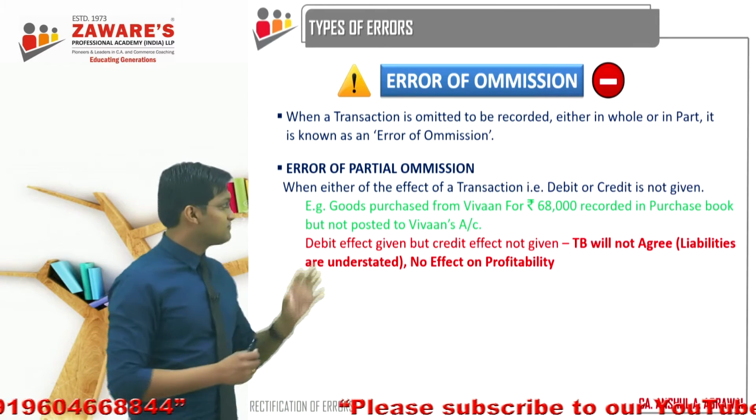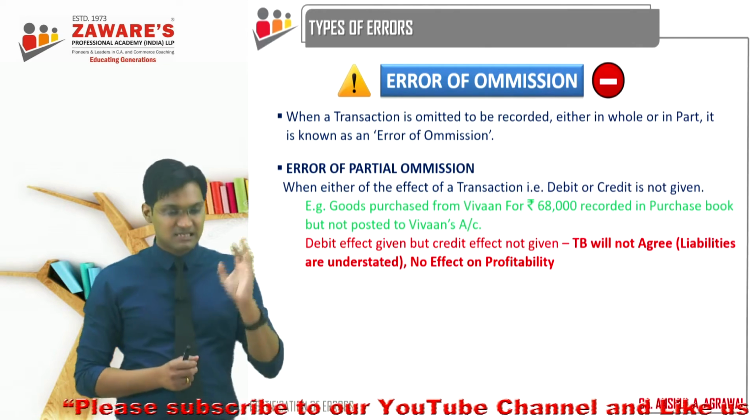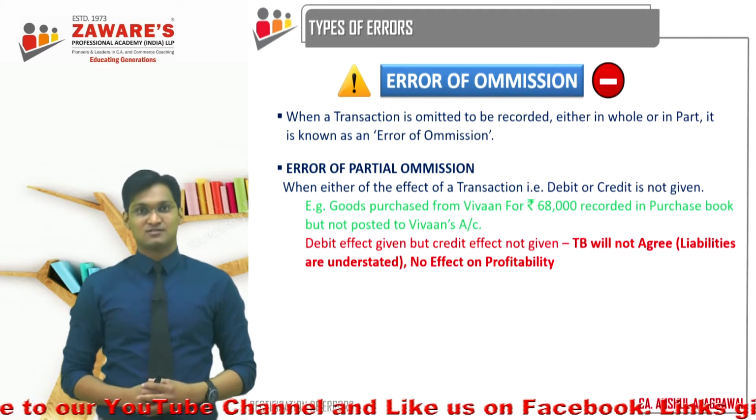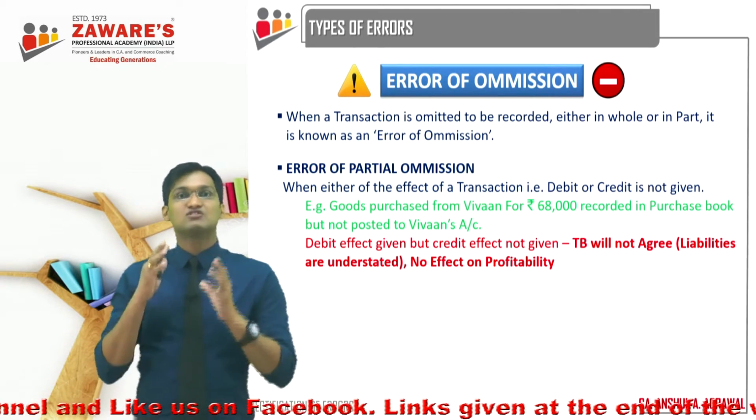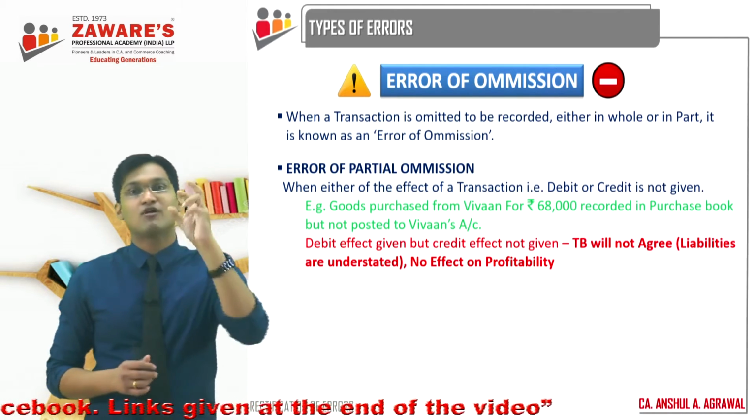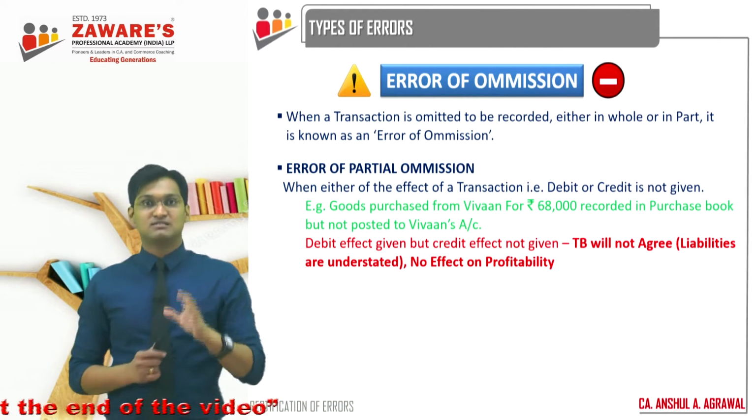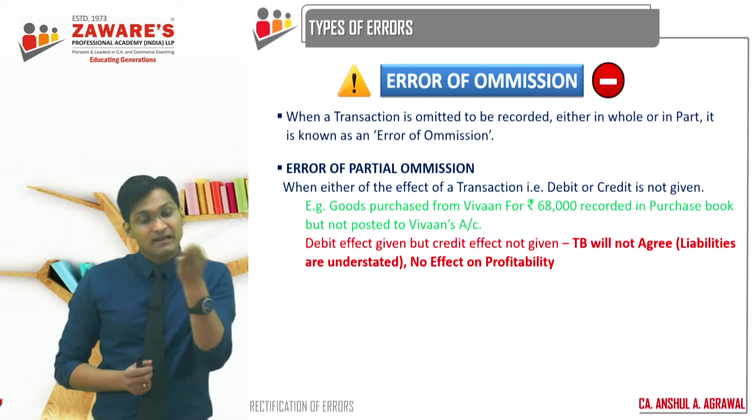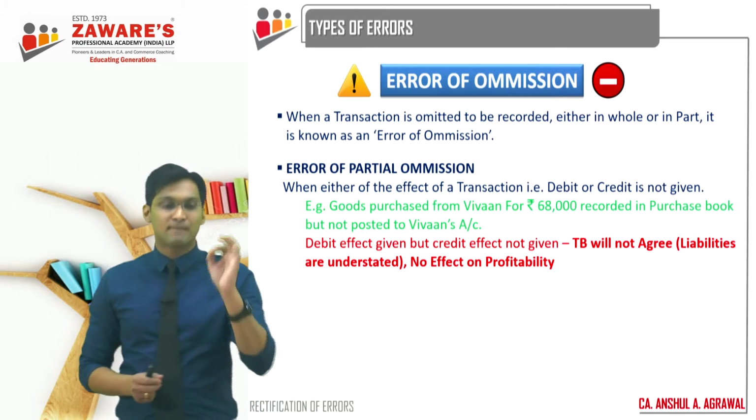So let's take an example of the earlier example itself, but we'll continue ahead. Goods purchased from Vivan for rupees 68,000 recorded in the purchase book, but not posted to Vivan's account. Now what happened in this transaction? The correct entry we have analyzed was purchase account debit to Vivan's account credit. You have posted this entry in the purchase book, that means you have already debited purchase account, but you haven't credited Vivan's account. Therefore, in this situation, debit effect is given but credit effect is omitted. Therefore, this is the classical example of error of partial omission.